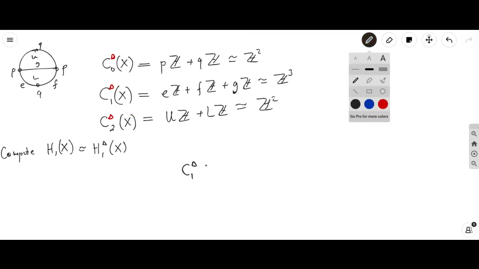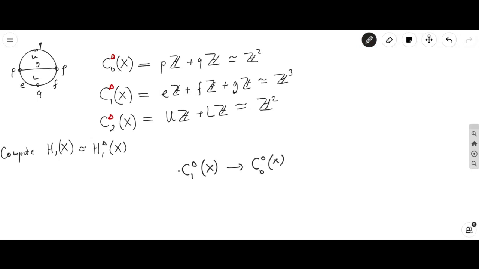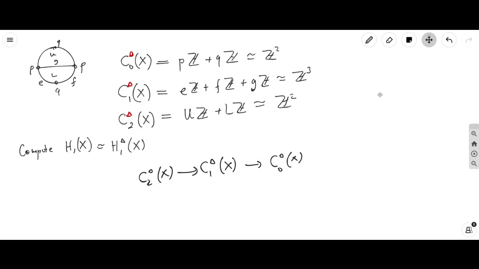So you're going to go from C1 of X to C0 of X, and here you will go from C2 of X into C1 of X. So this one is going to be, of course, Z3. This is going to be Z2, and this one is going to be Z2. So you'll have some matrix here, and you'll have some matrix here. And we're going to actually find the Smith normal form by hand to do that calculation.